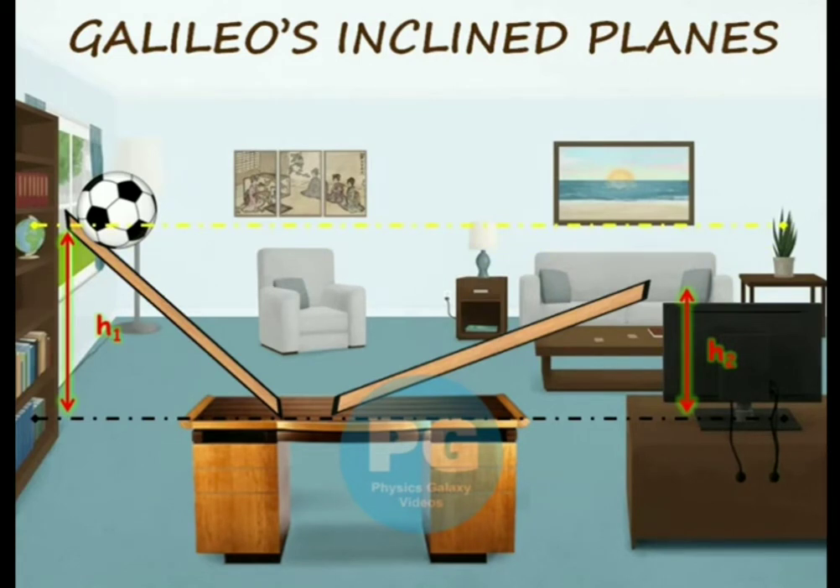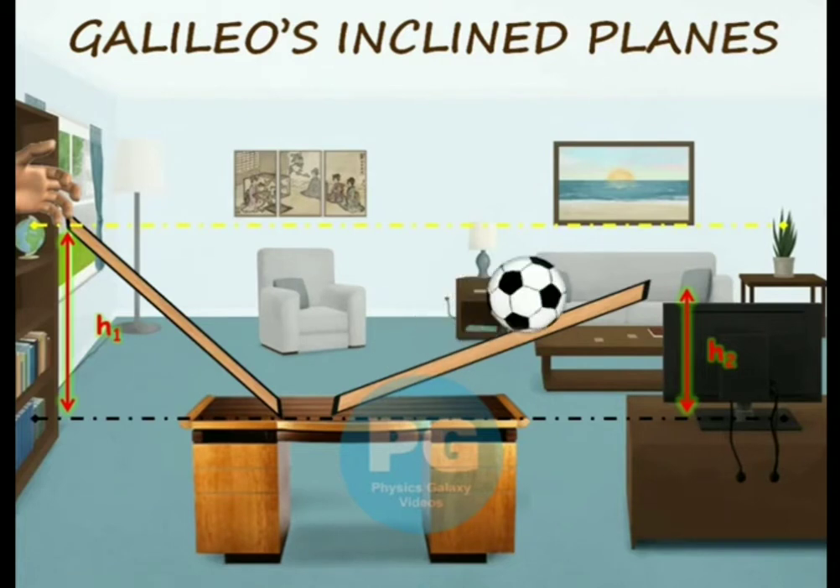And what happens if there is no inclined plane up to that level? The ball will fly in a parabolic path from the extreme of the other inclined plane. So make sure when you go to a U-shaped slide in a water park, the two levels are equal.